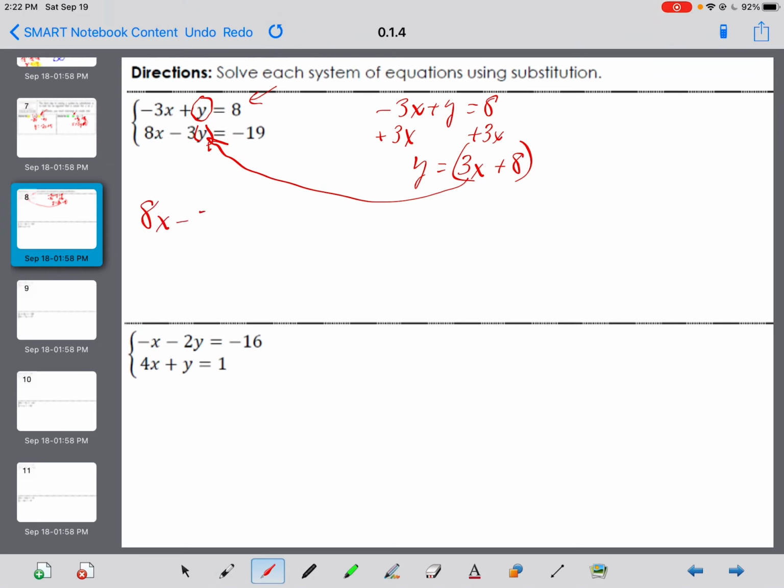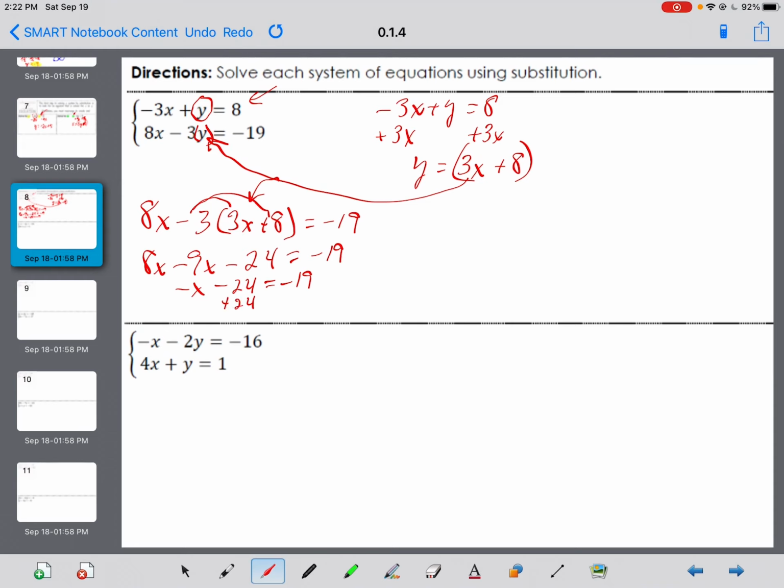So we're going to go 8x minus 3 times some stuff equals negative 19. Everything's the same except I'm just going to put what y is equal to from the other equation. So 3x plus 8. Bring down my 8x and simplify. Negative 3 times 3x is negative 9x. Negative 3 times 8 is negative 24 equals negative 19. 8x minus 9x is negative x minus 24 equals negative 19.